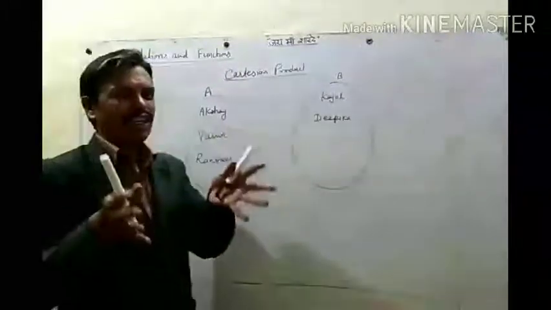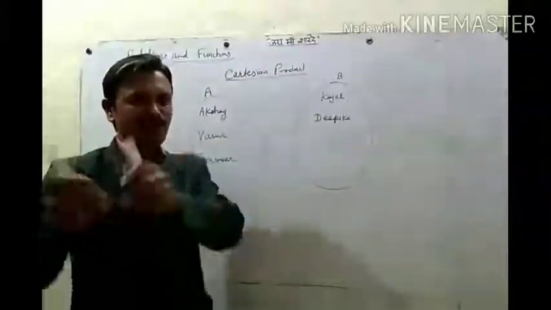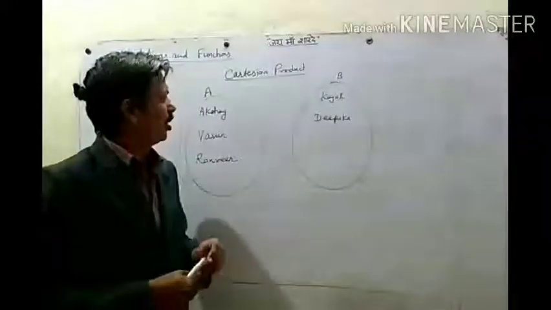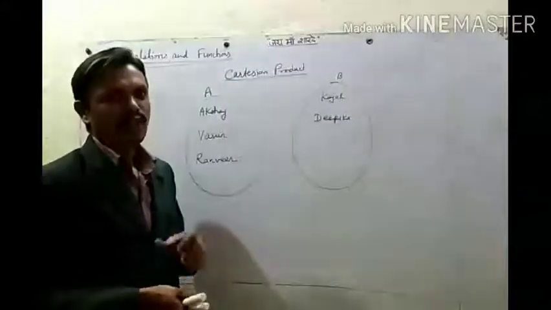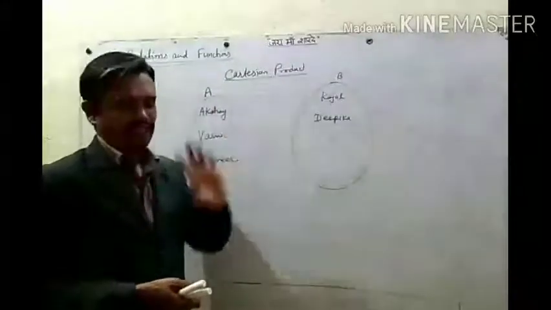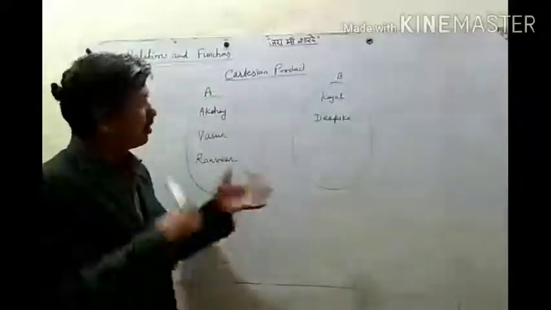Now suppose you are the director or producer of one film. Now you want to take some actors and actresses, so only one actor and one actress. Then in how many ways can you choose this?